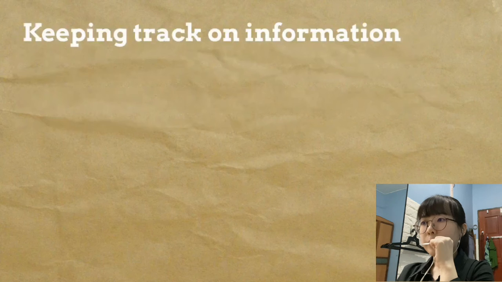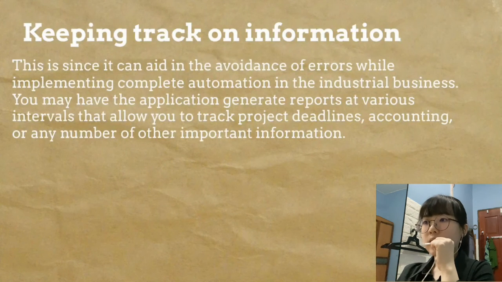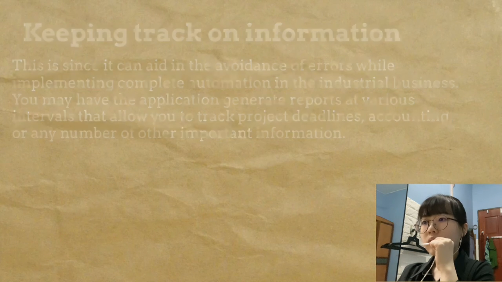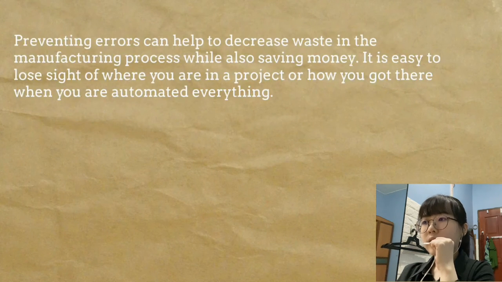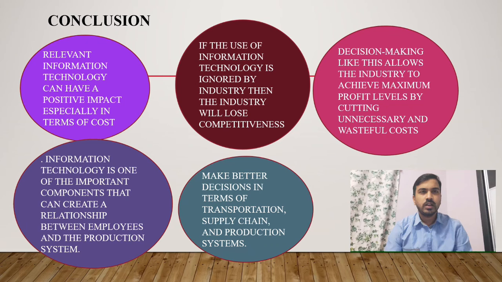The next is keeping track of information. This can aid in the avoidance of errors while implementing complete automation in the business. You may have the application generate reports at various intervals that allow you to track project deadlines, accounting, or any number of other important information. Preventing errors can help to decrease waste in the manufacturing process while also saving money. It is easy to lose sight of where you are in the project or how you got there when you automate everything.